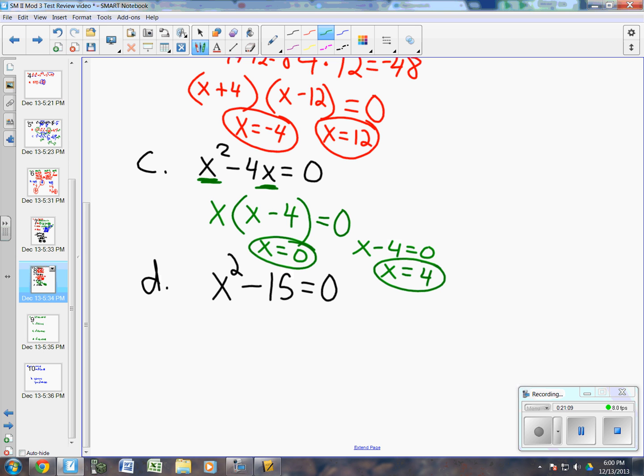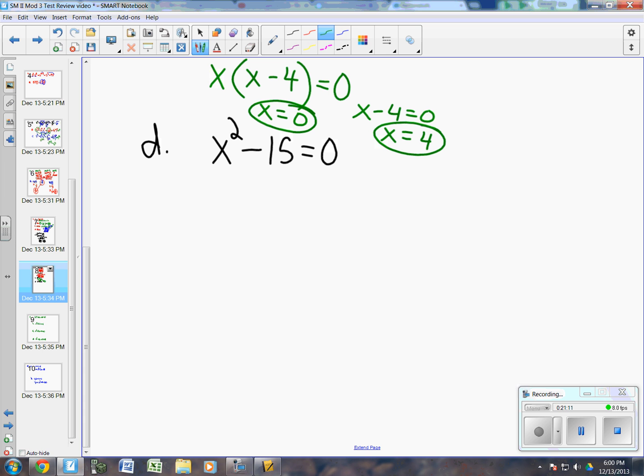This last problem right here requires us to, well, notice that the linear term is missing, so b is missing, because it's 0. And so the best way to do this one, the fastest way, is just to solve it outright. I add 15 to both sides.